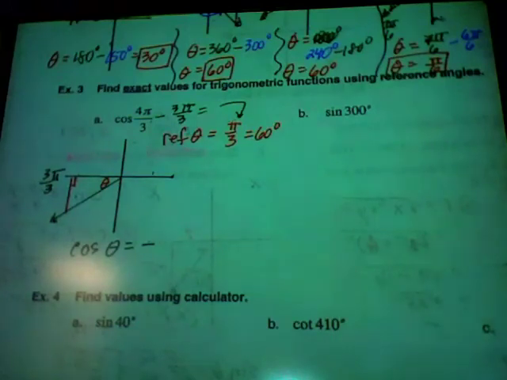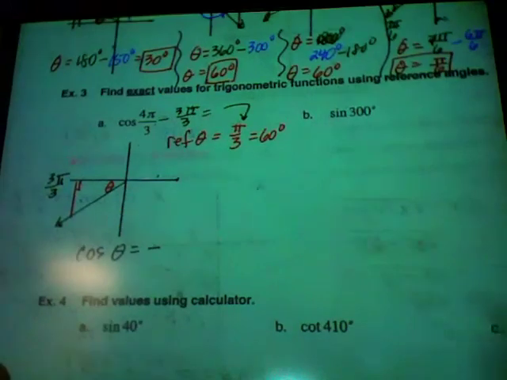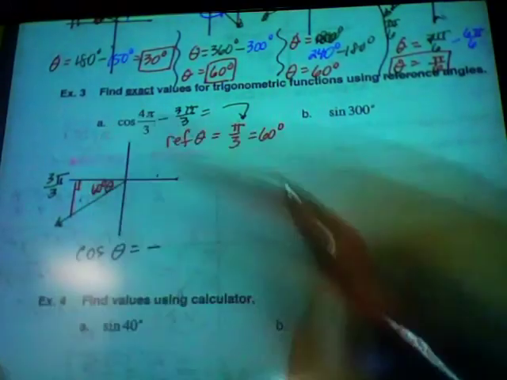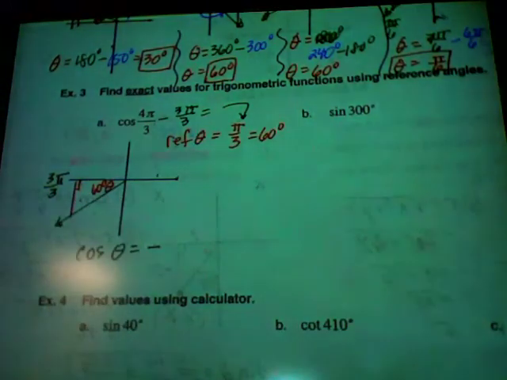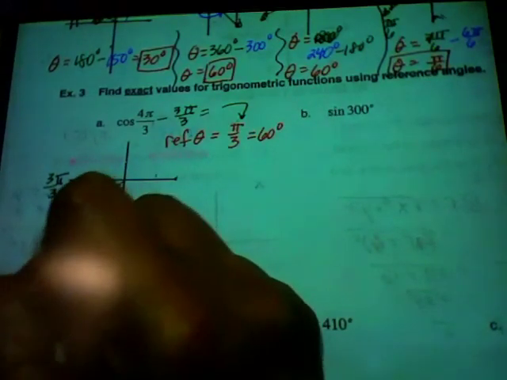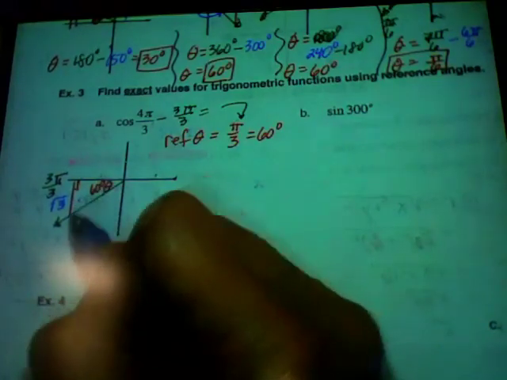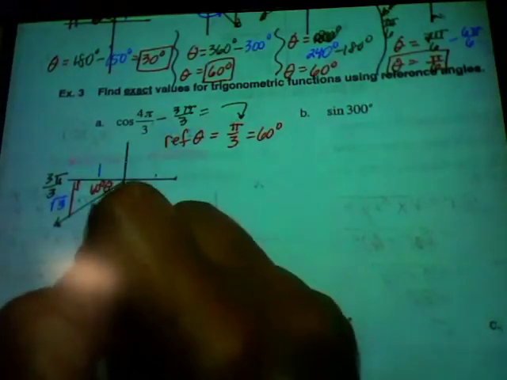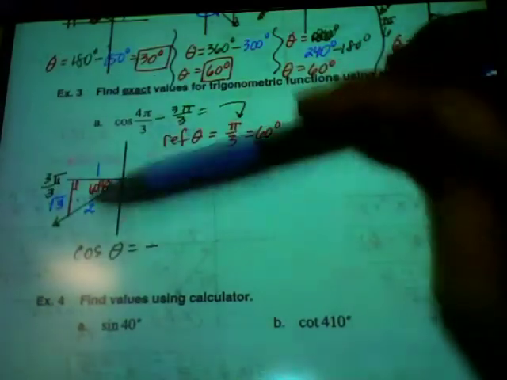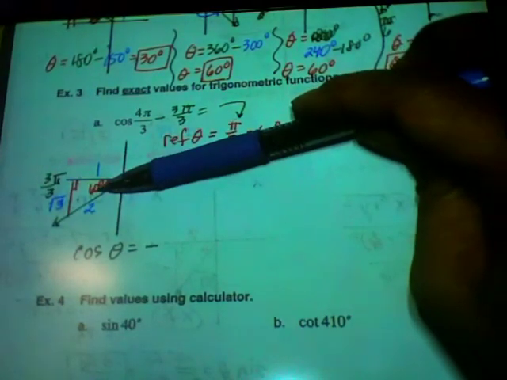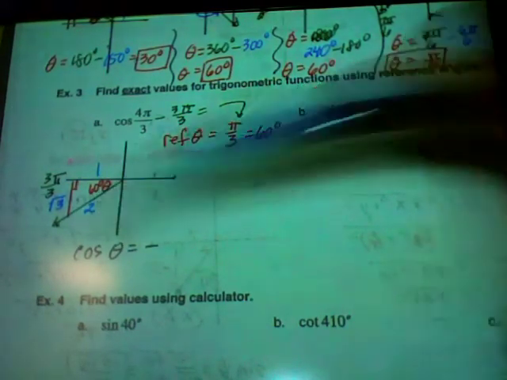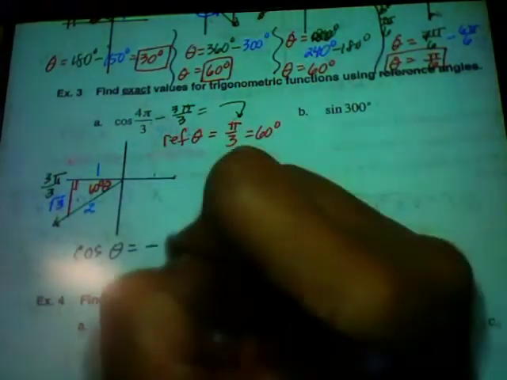Then draw your reference triangle. Well, we drew it there, right? So if this is 60 degrees, what's across from 60? No, radical 3, right? This is our 30 degrees. What's across from here? 1, and our hypotenuse is 2. So if this is my reference, cosine is adjacent over hypotenuse. Isn't it negative 1 over 2?